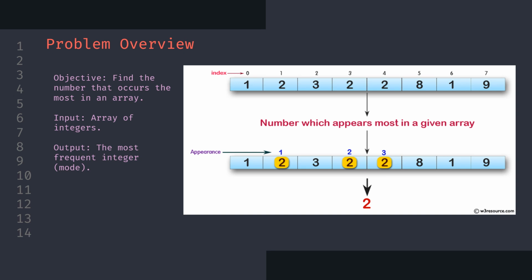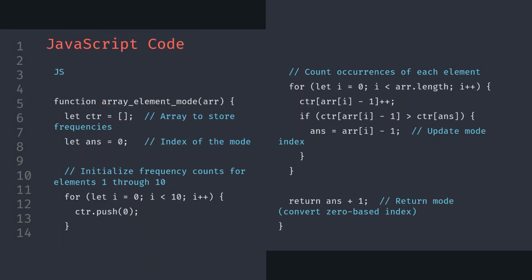The goal is to identify the mode of the array, which is the number that appears most frequently. If there are multiple modes, this program returns the first one it encounters. This function uses an array to count the occurrences of each number in the input array and determines the mode based on the highest count.